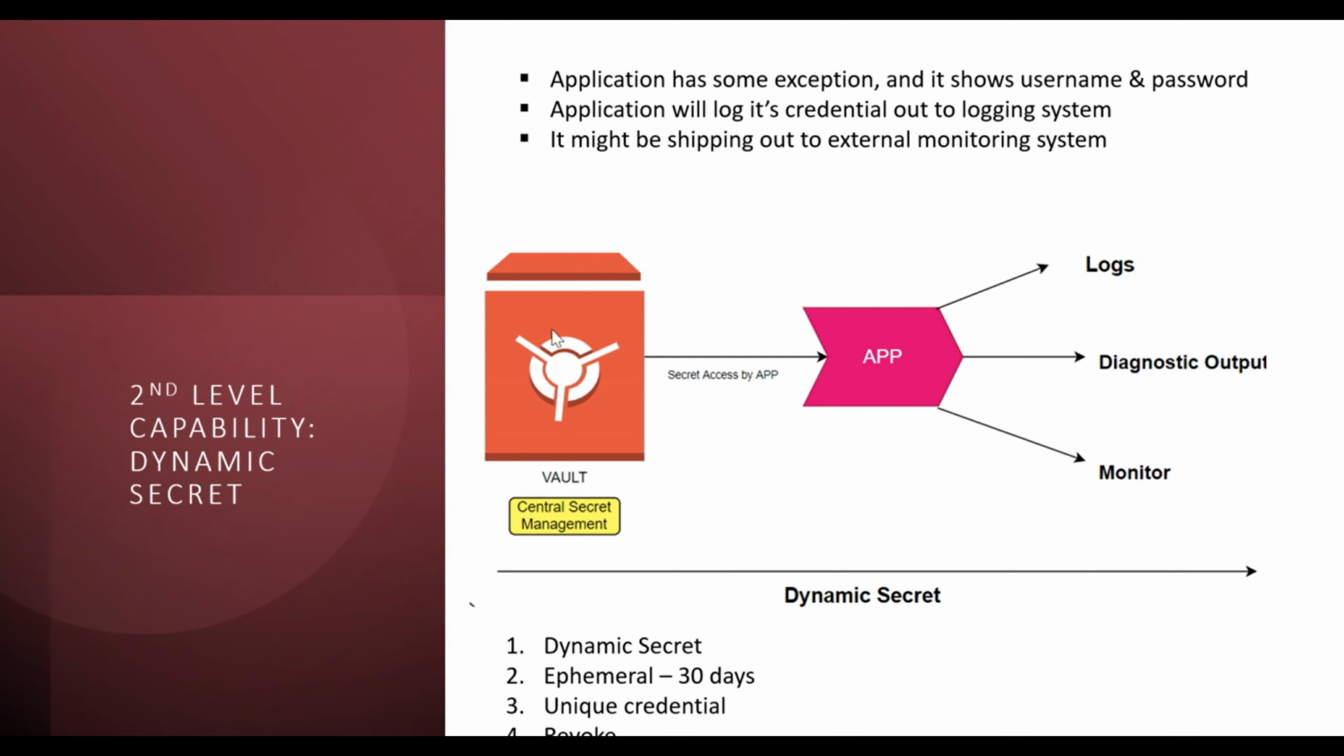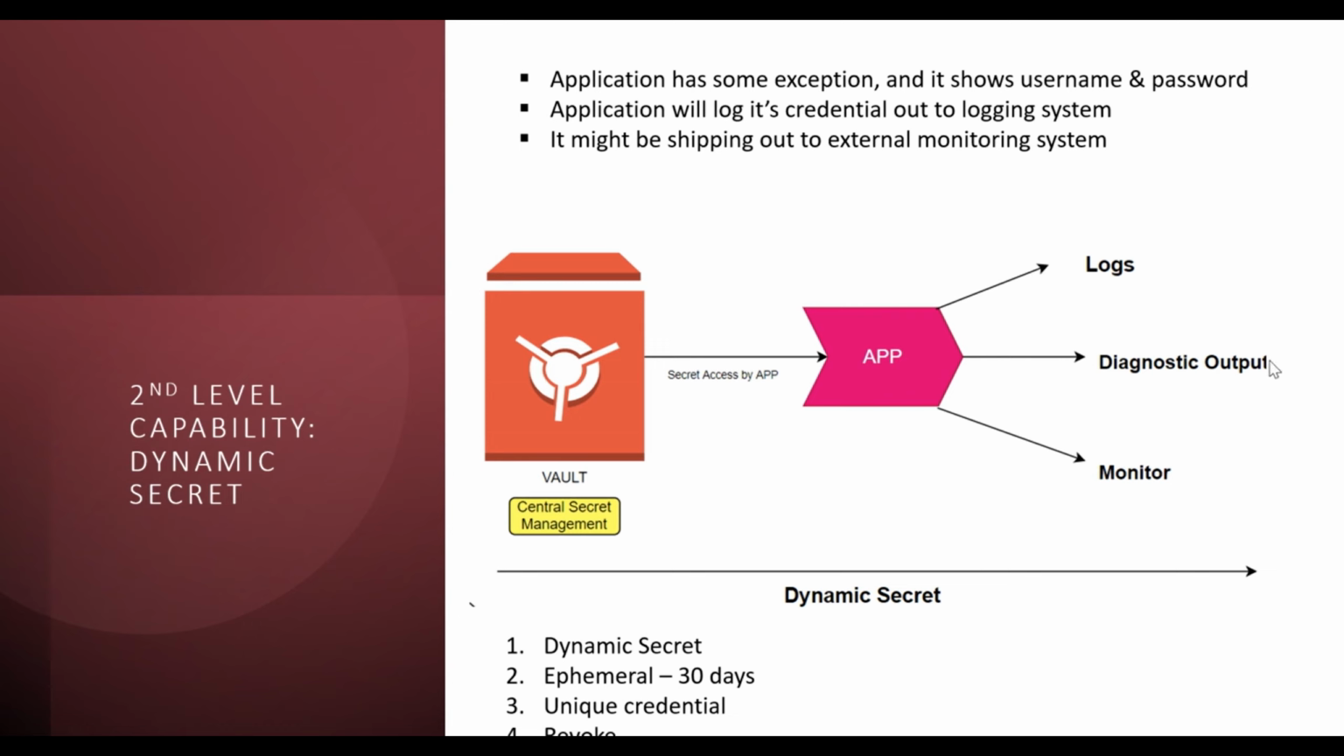Okay, so here on this Vault where your secret is centrally placed, it is now being accessed by the application. Now on the application level, there may be some vulnerabilities. These vulnerabilities may come in the form of logs, diagnostic output, and the monitor. So at the logs level, let's suppose this is the web application and the user is putting their user ID and password to log in to the application. Then your application has some exception, some kind of fault, which writes the user ID and password in plain text directly into the logs.